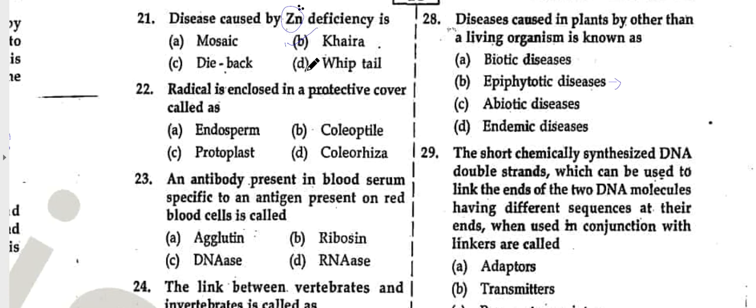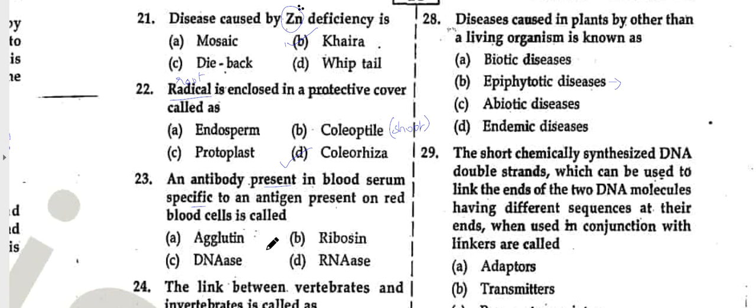Next, radicle is enclosed in a protective cover. In the last question we did, the radicle, that is the root in monocots, is enclosed in a protective cover, coleorhiza. When it is about the shoot, then it will be coleoptile. Very easy, no?